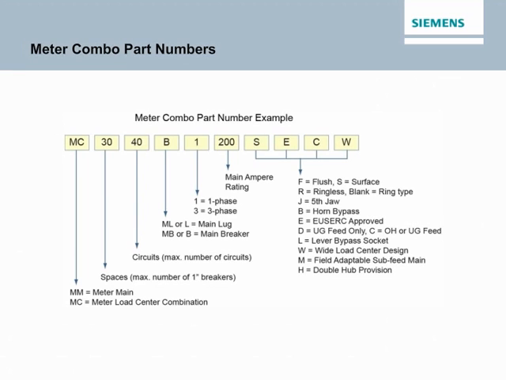Reviewing the meter combo part numbering system is useful to understand how to correctly select and order a specific item. As shown in the accompanying example, MC3040B1200SECW is the correct part number for a meter combo with the following characteristics: meter load center combination, 31-inch spaces, 40 circuits, main breaker, single phase, 200 amp continuous current rating, surface mounted, U-circ approved, overhead or underground feed, and has a wide load center design.